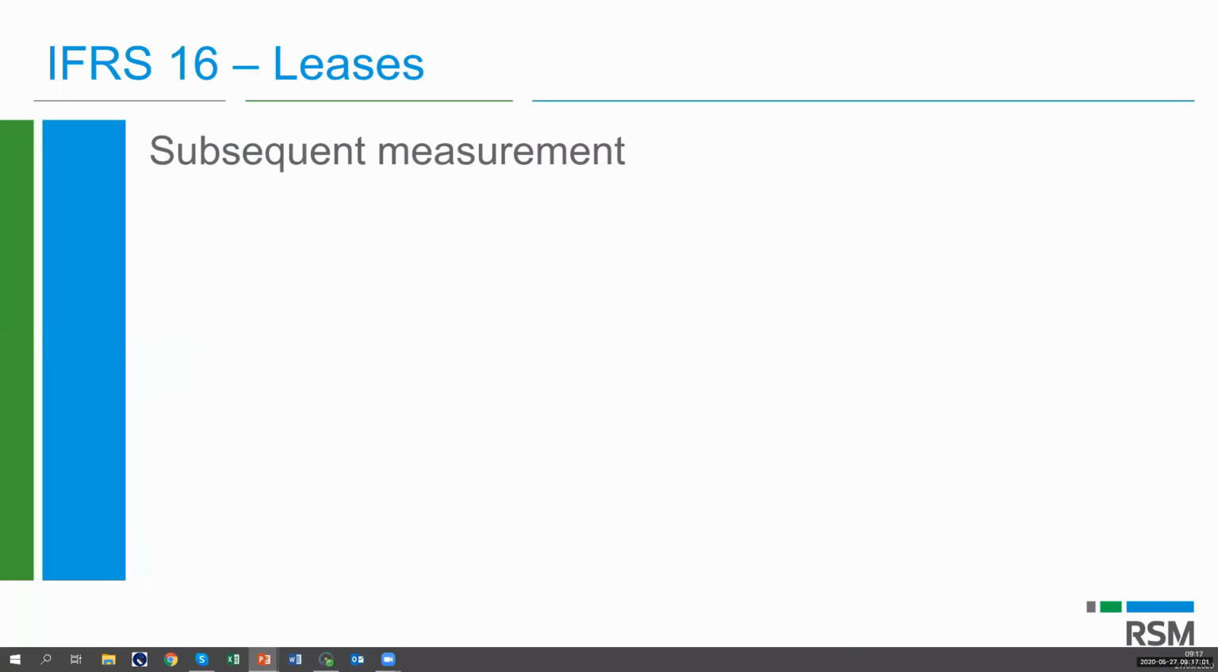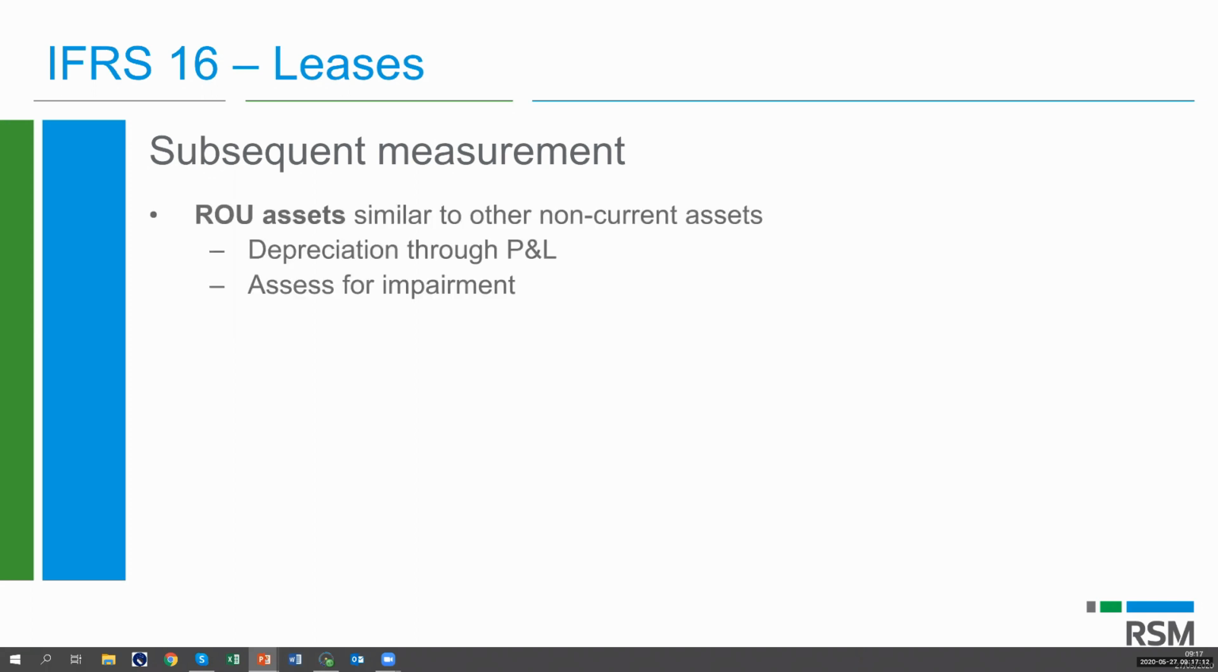So what do we do now? We've calculated our lease liability, and we've calculated our lease assets. What do we do subsequently? Now that we've got them and accounted for them, how do we move forward? The right of use asset is similar to any other non-current asset. You would depreciate it through P&L and you would assess it for impairment. Like you used to with your PPE or whatever it might be, you would simply depreciate it. The period of depreciation I'll go through now, because it does depend on the nature of the asset and then on the conditions attached to that asset, but it's simply depreciating the asset over a period of time, and you would then assess it for impairment annually.